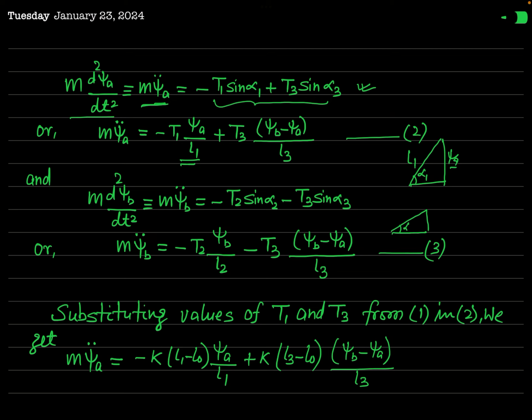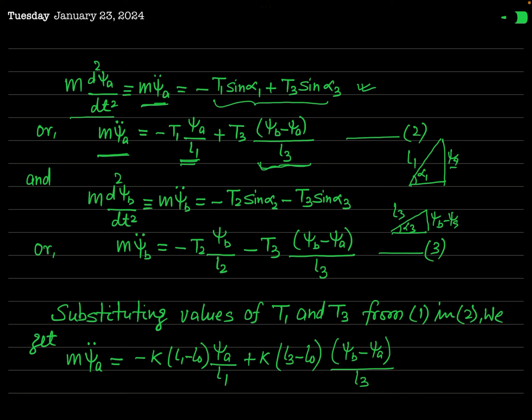This angle is alpha 3, this length is L3, and this is psi B minus psi A. So sine alpha 3 will be equal to psi B minus psi A divided by L3. Okay, so this is the equation of motion of the first moving part A of our system, and it reads like this: m times psi A double dot is equal to minus T1 times psi A divided by L1 plus T3 times psi B minus psi A divided by L3.